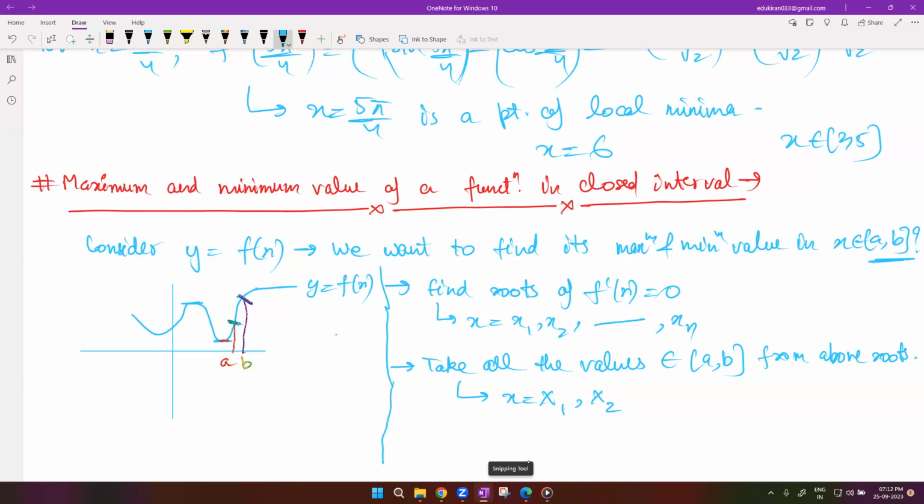Then what would be our third step? Now, what you would do is you will take this point a, small b, and these two values, x1 and x2. You will take 4 points.